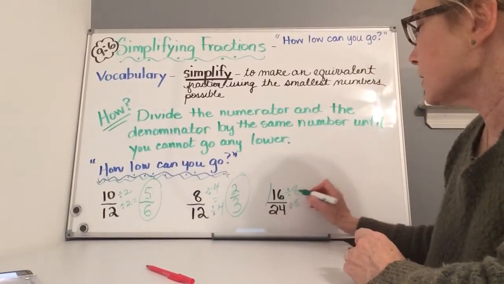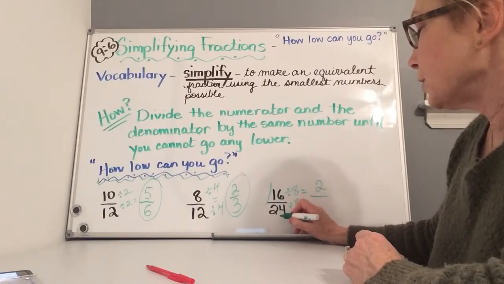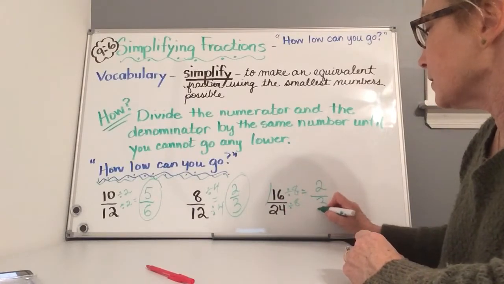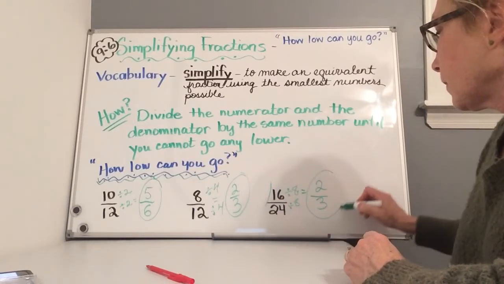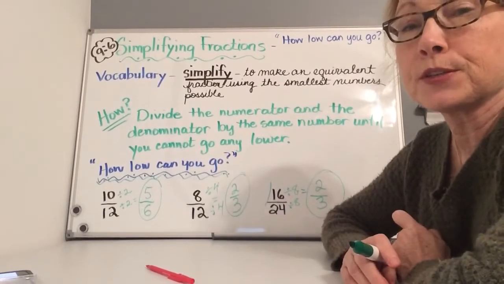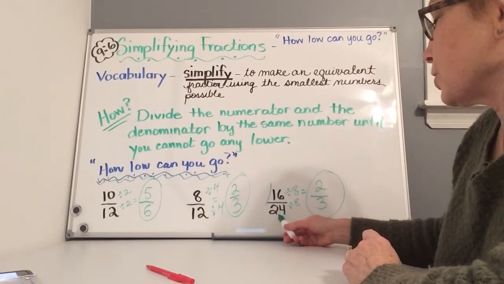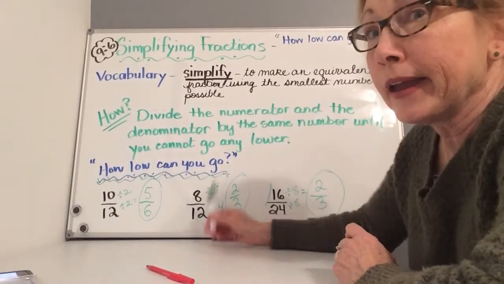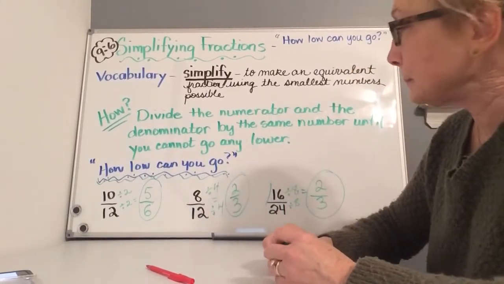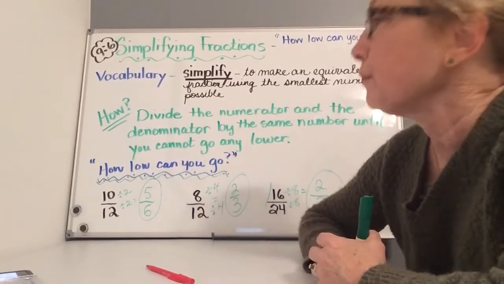So let's go. 16 divided by 8 is 2. And 24 divided by 8 is 3. So again, this one gives us an answer of 2/3 as well, which means actually this fraction 16/24 is also equivalent to 8/12. Pretty cool, right? So basically that's how we simplify a fraction.